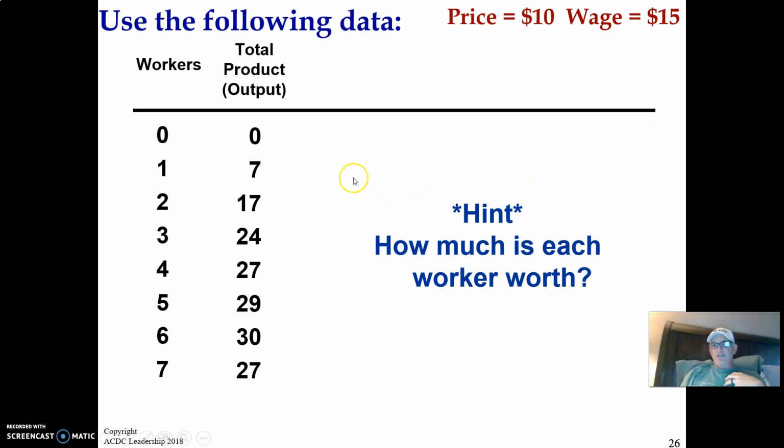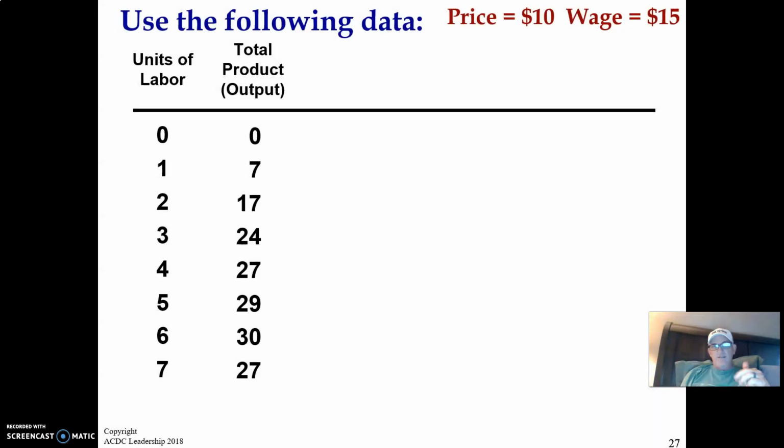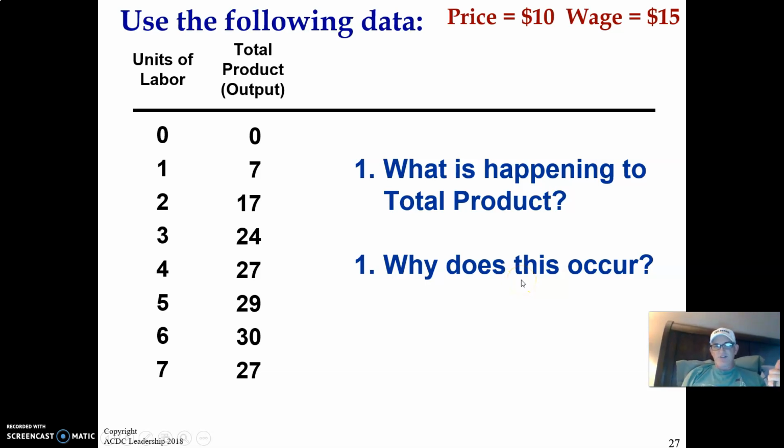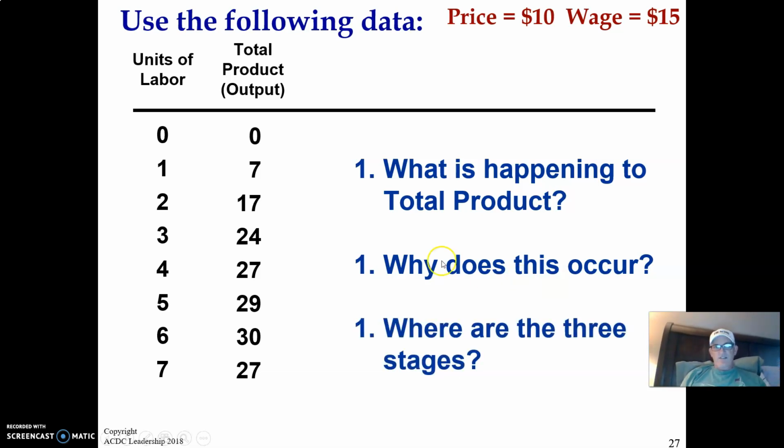At that point, we're just going to do a marginal analysis. We're going to go worker to worker to worker and see what makes sense here. Let's look at some more numbers. We talked about just a second ago what's happening to the total product. Why does this occur? Diminishing marginal returns. And where are the 3 stages? It's going to go up, then it's going to start decreasing, and then it's going to go negative.